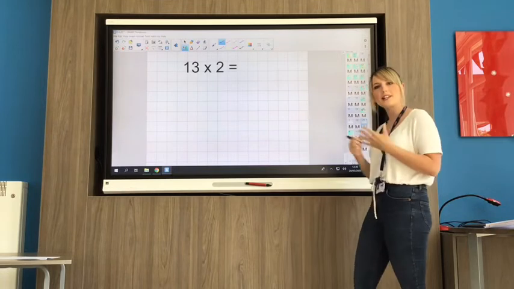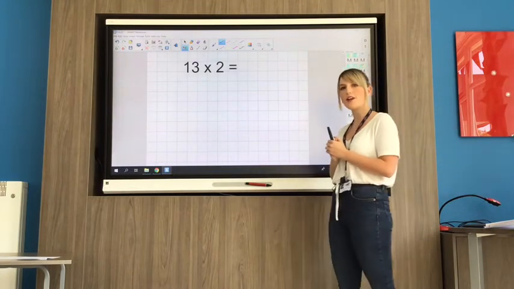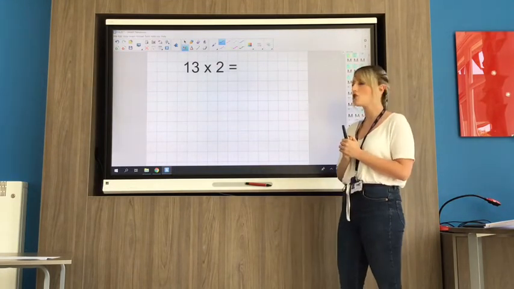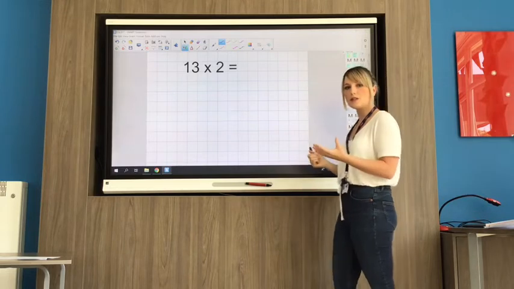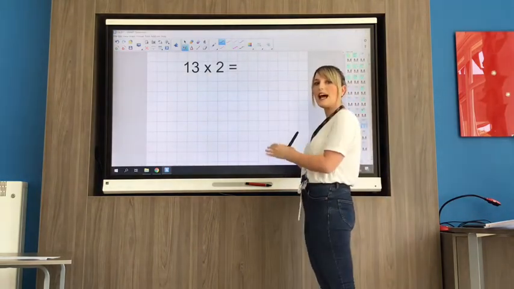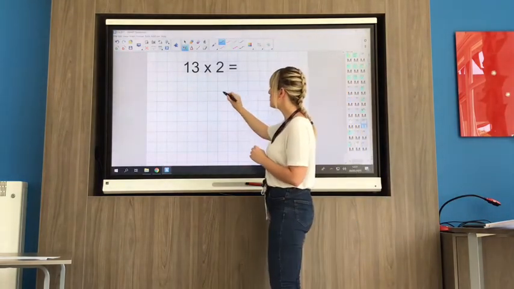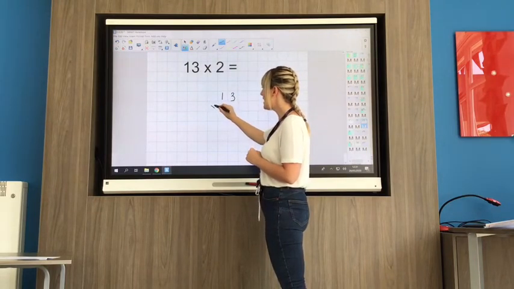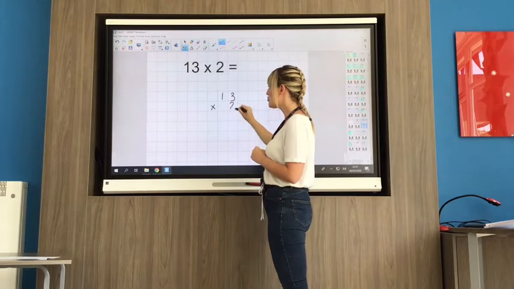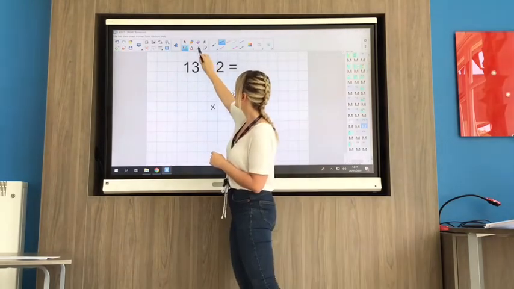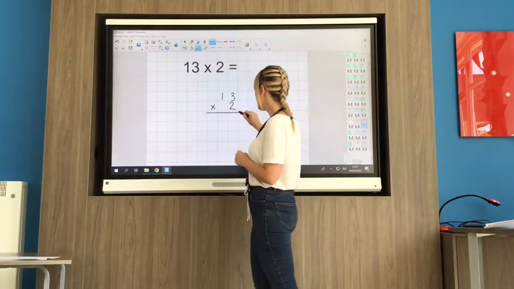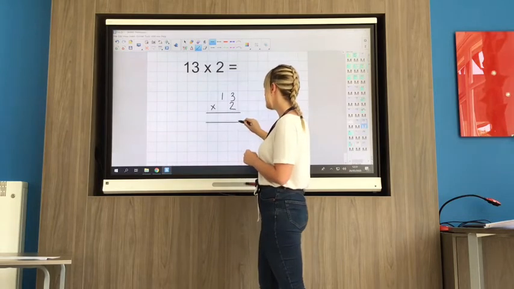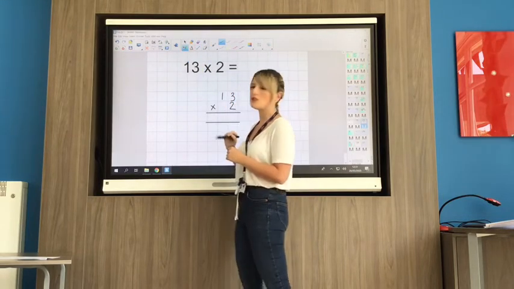Okay, so let's go on to short multiplication then. So I've got 13 times 2. Okay, so short multiplication, we set it out like we would the column method. So I'm going to write 13. Okay, I am timesing by 2. Okay, I'll get my ruler, and it looks very similar to the column method that we've just done over the previous days.